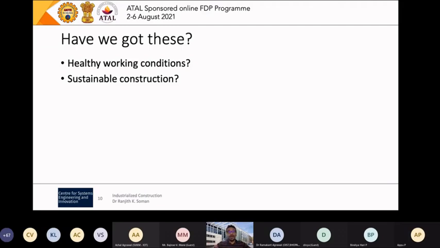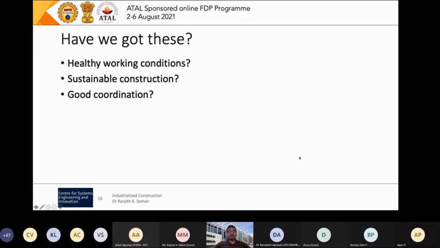I'm not sure whether you would believe it, but a study at IIT Madras has shown that around 60 to 70% of the materials, not just materials, the whole value, is being wasted in the construction sector.